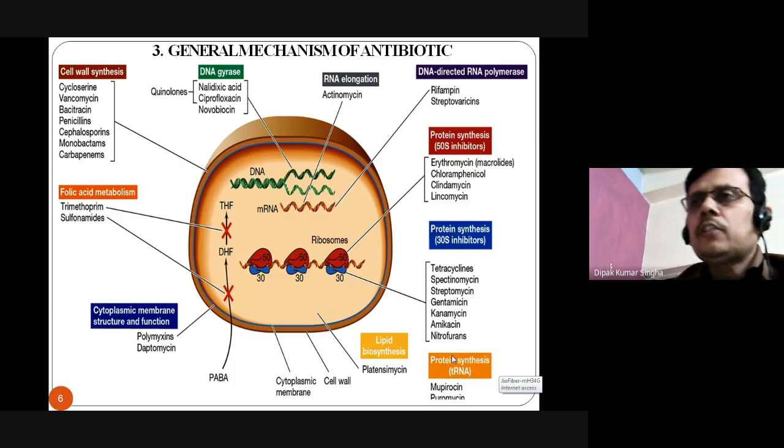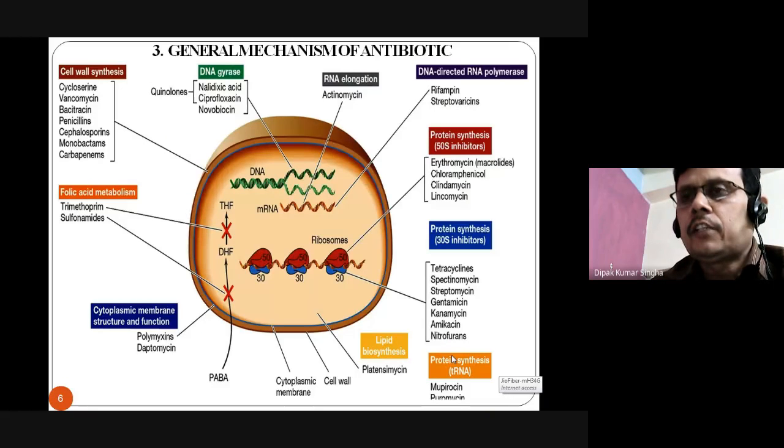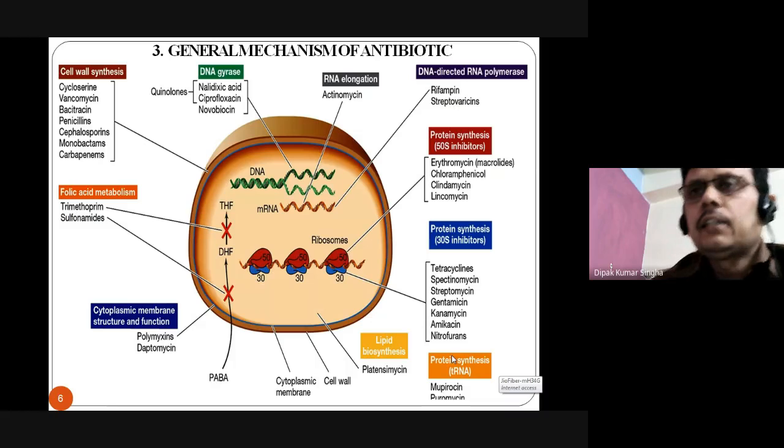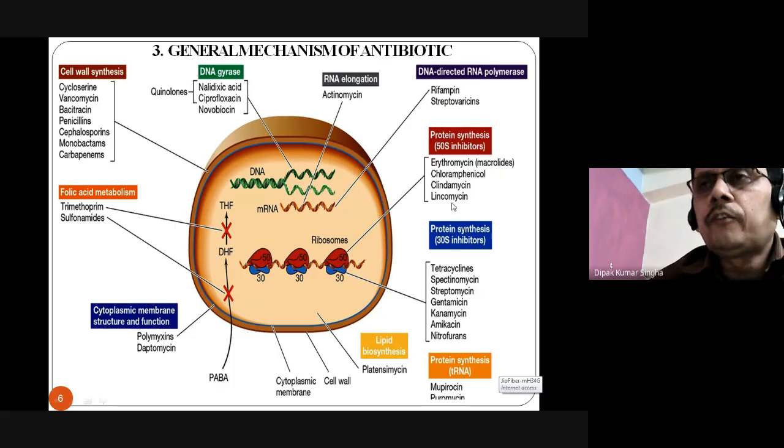The general mechanism of the antibiotics, be careful and listen, and write it down if you can. How will these proteins be formed? Here, all these proteins can be formed. But today we will discuss only the protein synthesis inhibitors.